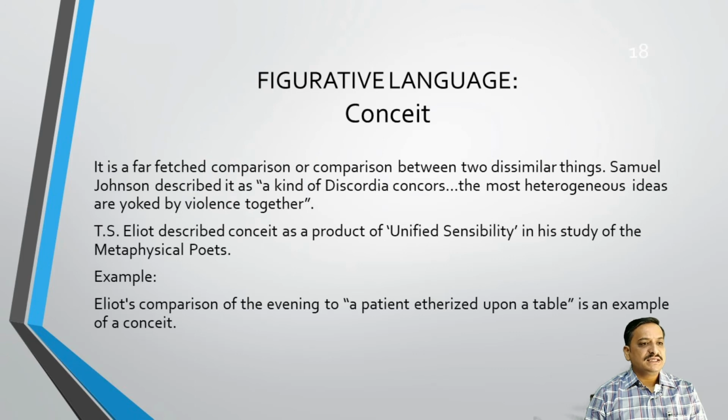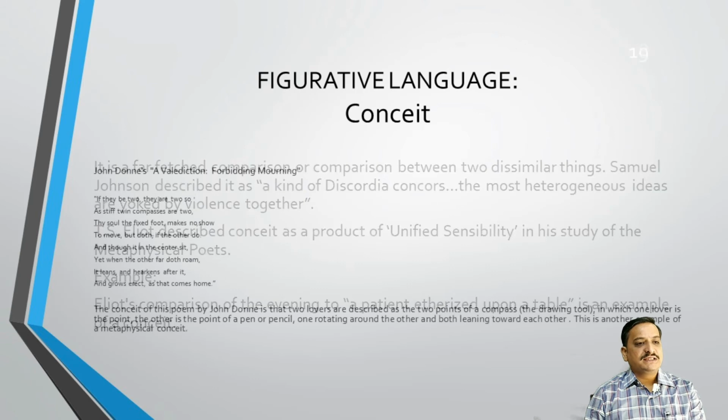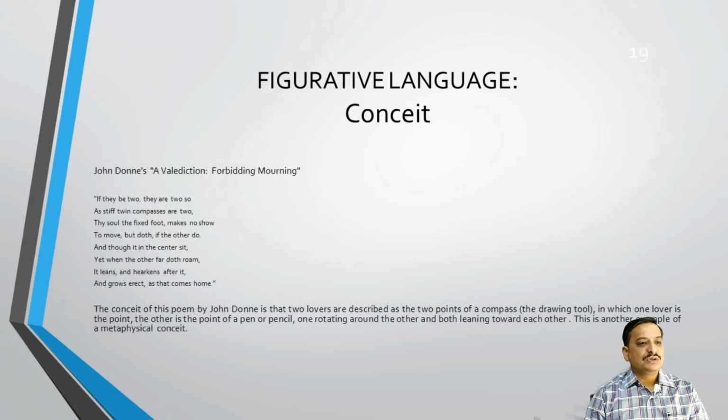Examples of conceit are Eliot's comparison of the evening to a patient etherized upon a table. Other examples of conceit include John Donne's "A Valediction: Forbidding Mourning," which has many conceits.